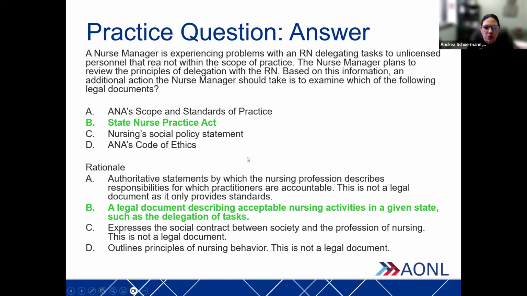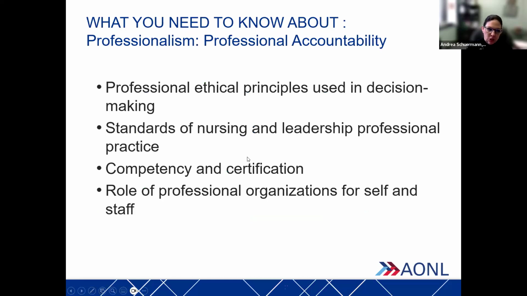All right, so let's dive into a little bit more about what you need to know about professionalism. When we talk about professional accountability, this is the umbrella that really looks at the ethical principles you use in decision making. It talks about standards of nursing and leadership professional practice, competency and certification. You may really lean into the scope and standards of practice here as something that helps you understand this area. And then the roles of professional organizations for yourself and your staff.